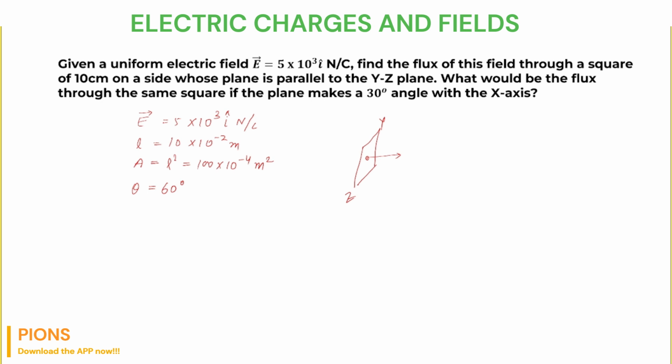So field is along x-axis, so theta will be 60 degree here, so flux phi will be equal to EA cos 60 degree, right? So electric field over here will be how much? 5 into 10 to the power 3. Since it is along I cap, so area I am just keeping it along I cap only, 10 to the power minus 4 into cos 60, which is half. So let's make it as 500 into 10 to the power minus 1 whole divided by 2. So that is 250 into 10 to the power minus 1, and that is how much? 25 Newton meter square per Coulomb.